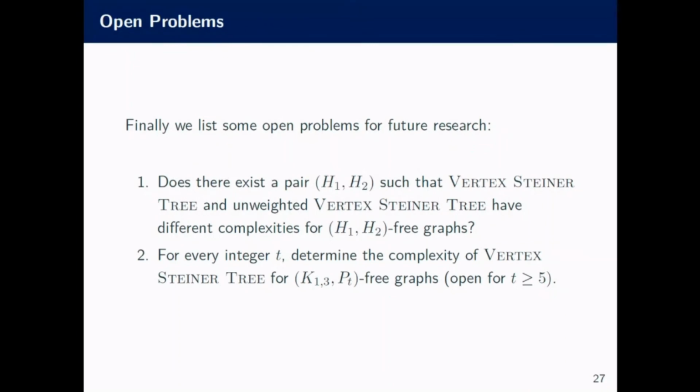And to grow our understanding of the vertex Steiner tree problem, we need to go to the next level, so we forbid two graphs, and the next step would be to forbid a claw and a long path.